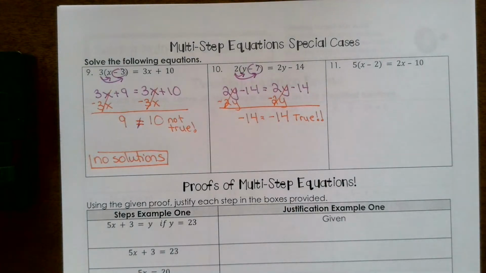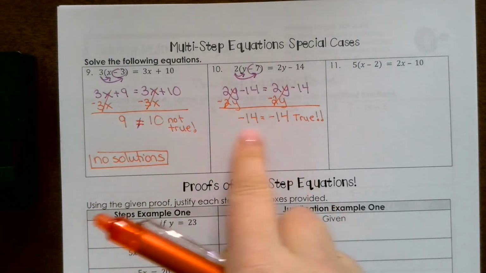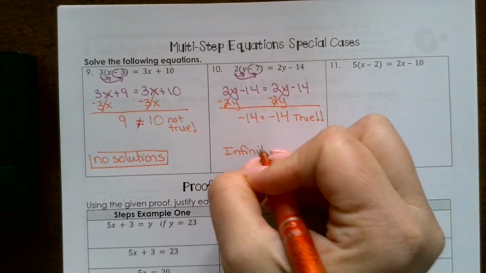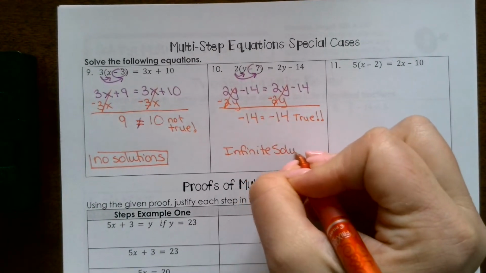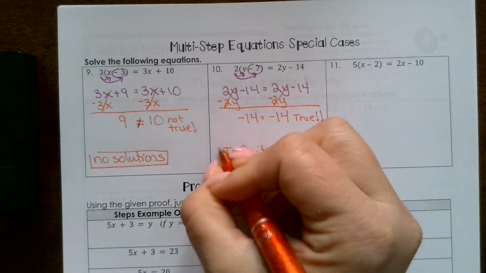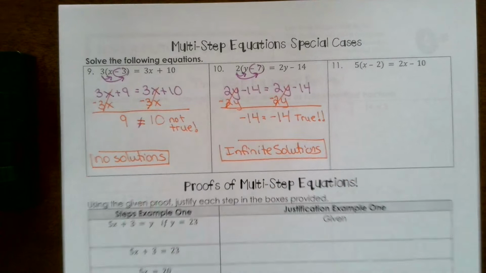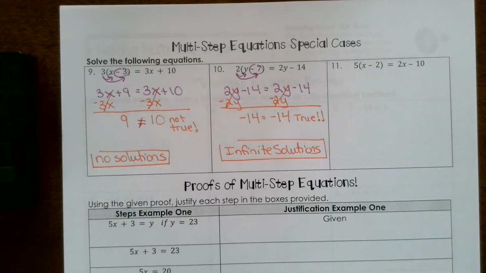When this is the case, I'm not at no solutions. This is absolutely true. So this is infinite solutions. Basically, all real numbers are a solution to this particular equation. I can substitute any value for y, and I will get a statement that is true.